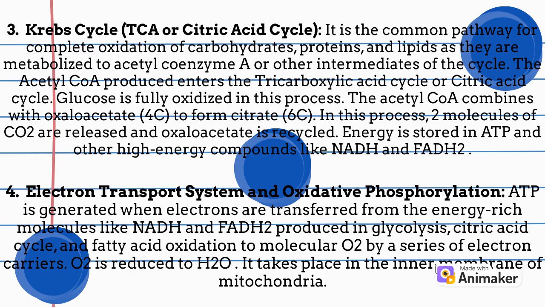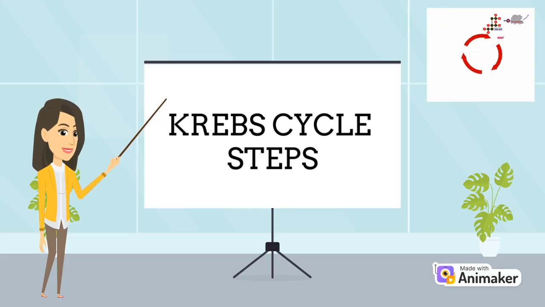Electron transport system and oxidative phosphorylation: ATP is generated when electrons are transferred from the energy-rich molecules like NADH and FADH2, produced in glycolysis, citric acid cycle, and fatty acid oxidation, to molecular O2 by a series of electron carriers. O2 is reduced to H2O. It takes place in the inner membrane of mitochondria. It is an 8-step process.